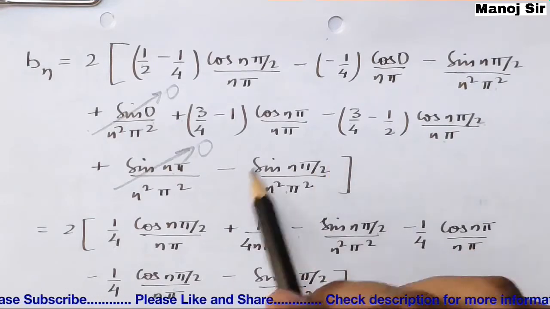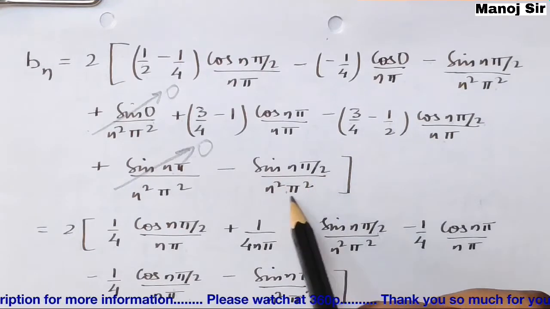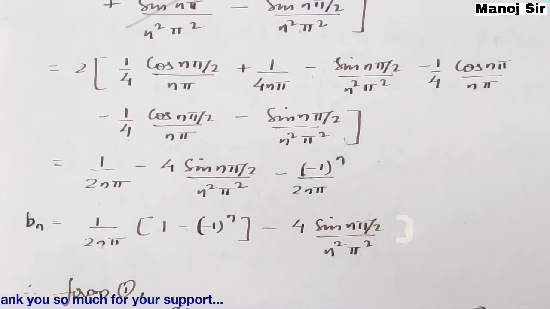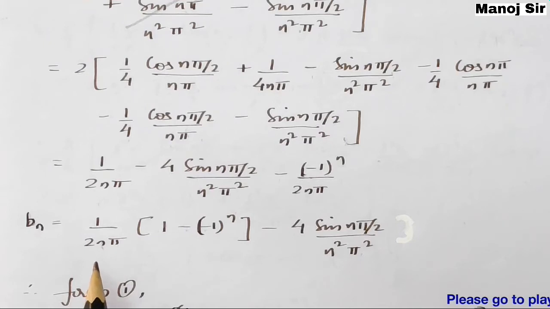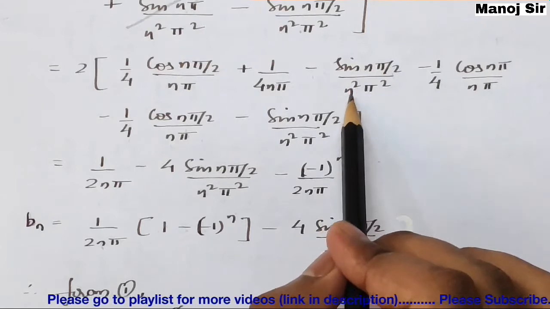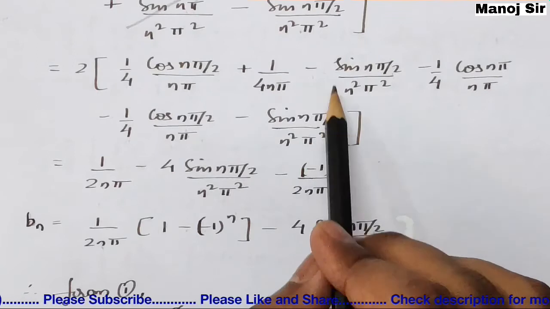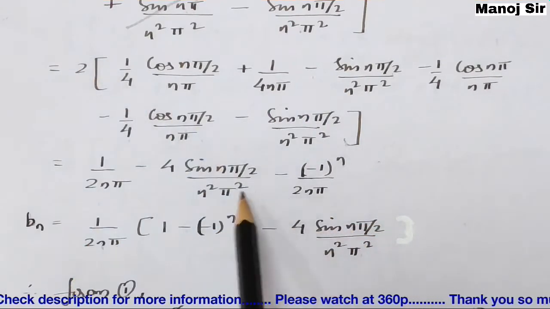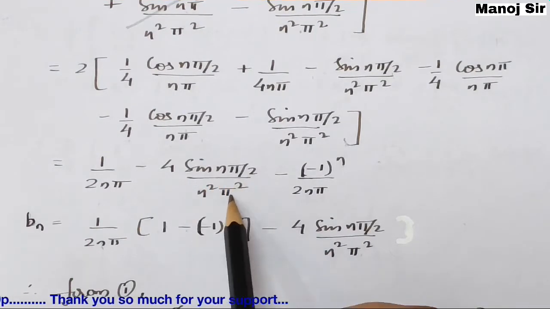Okay, yes, last term is this, that is minus of n pi by 2 sine of n pi by 2 upon n square pi square. Okay, this part is also as it is. Okay, so finally we can say that bn is equals to, okay, yes, if you see here, these two are common, that is sine n pi by 2 upon n square pi square, sine n pi by 2 upon n square pi square, both are negative. Okay, so minus of twice, and because of this twice, this will become minus of 4. Okay, this will become minus 4 sine n pi by 2 upon n square pi square.